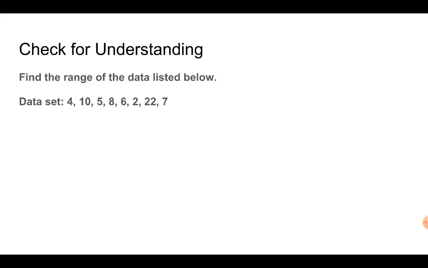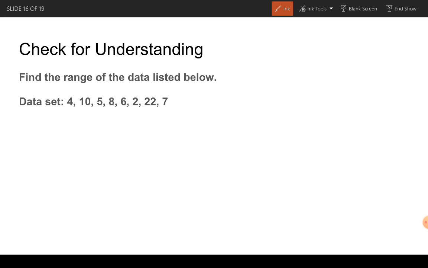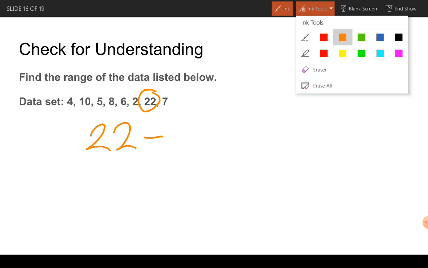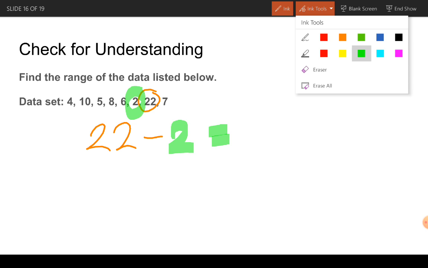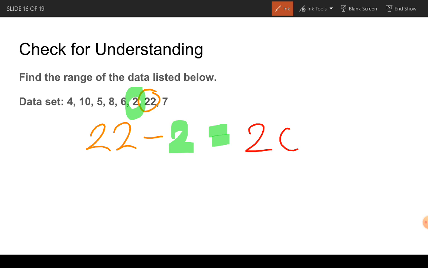If you need to go back to that previous problem and calculate the range and see how that works, then please go back. When you're ready, come back to this problem and try on your own. So we have to first find the highest value and lowest value in the data. So the highest value is 22 minus the lowest value. The lowest value is 2. So 22 minus 2 gives us 20. So the range of this data set is 20.